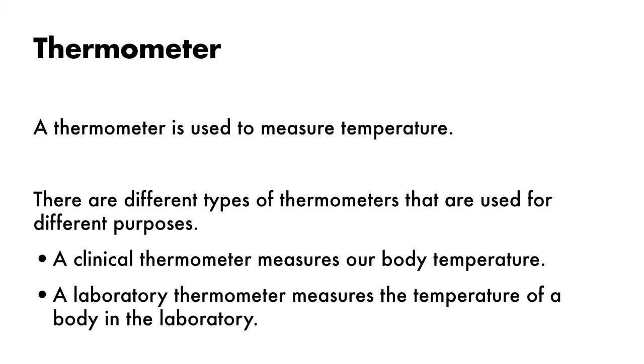How do we measure temperature? We use a thermometer to measure temperature, right? There are a lot of different types of thermometers. Later I'll show you a few types. There are different types of thermometers that can be used for different purposes. So to measure your body temperature, we use a clinical thermometer. A clinical thermometer measures our body temperature. Then in the lab, when we want to measure the temperature of, for example, the water in a beaker, we use a laboratory thermometer.